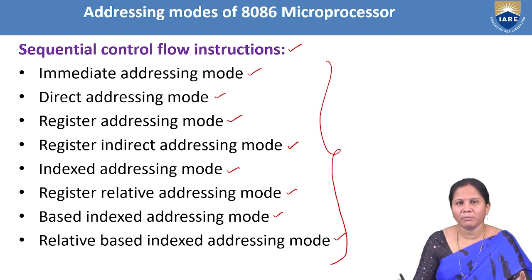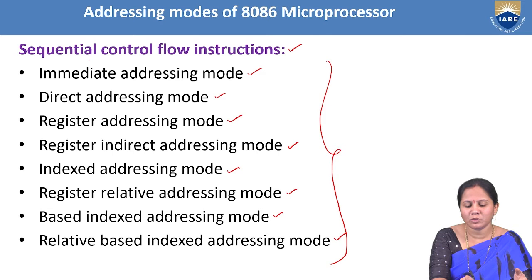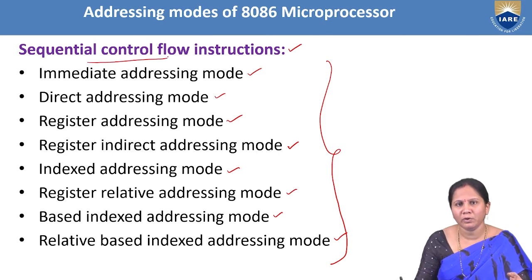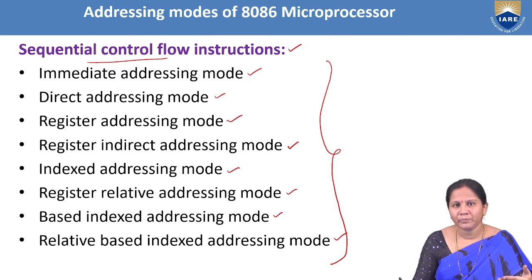We have to keep in mind, while writing or considering the examples of all these addressing modes, since all these come under sequential control flow, we have to explain these addressing modes, and the example should include, in the mnemonic part, either a data transfer instruction, arithmetic instruction, or logical instruction.